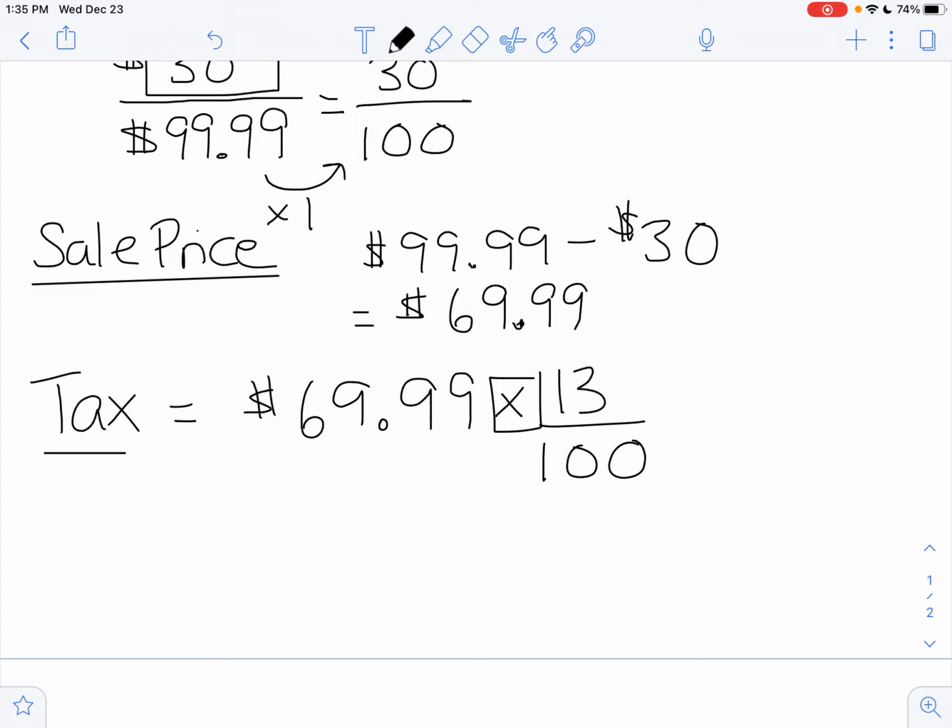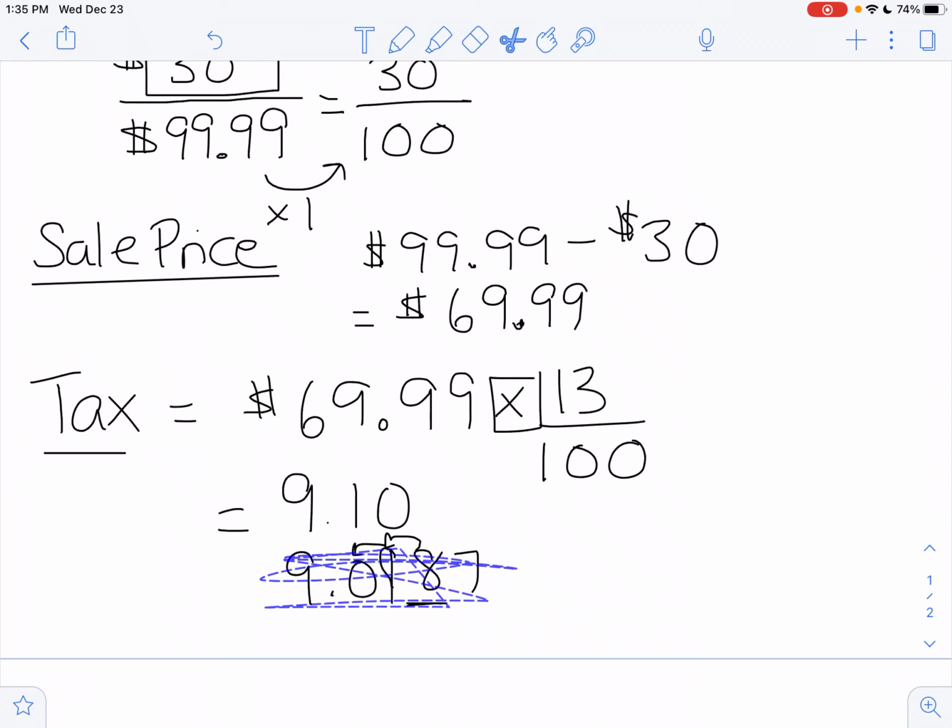So here we go. We've got 13 divided by 100. If you want to write that first, you can, or second, it doesn't matter. And we need to multiply that by $69.99. So that's going to be approximately, we get 9.0987. That's, of course, going to round up to $9.10 because this number is above 5, and it's going to bump that up. So 9 goes up to 10. Okay, so $9.10 is the tax.